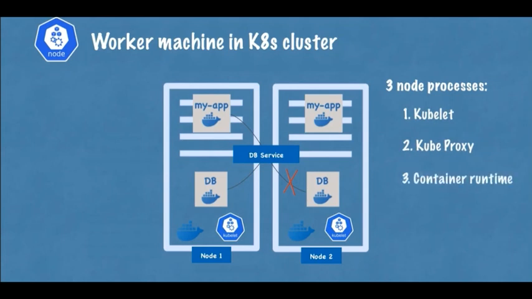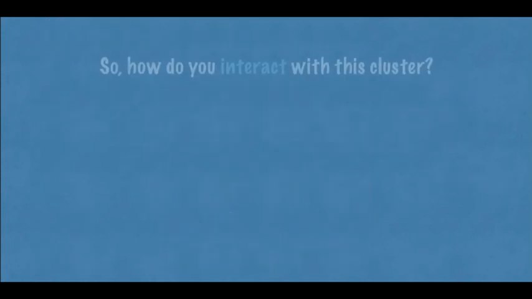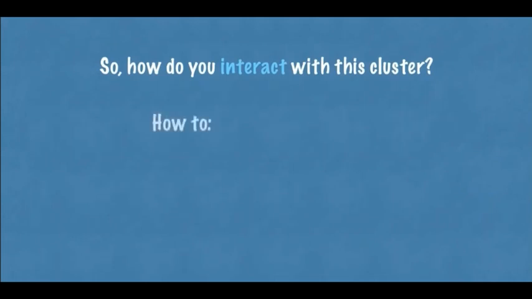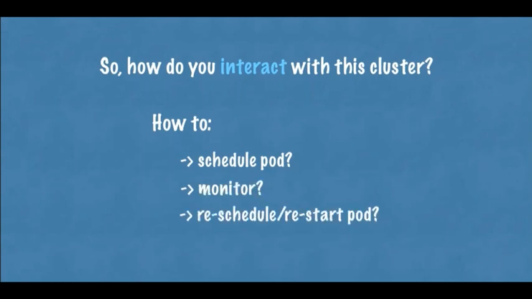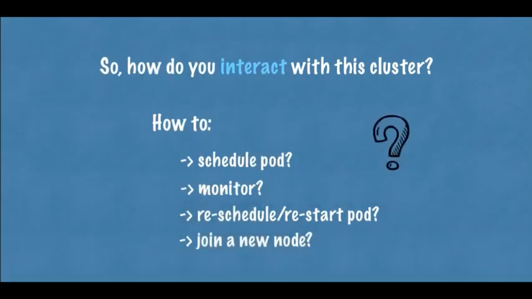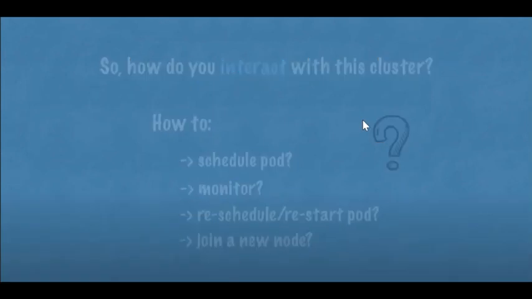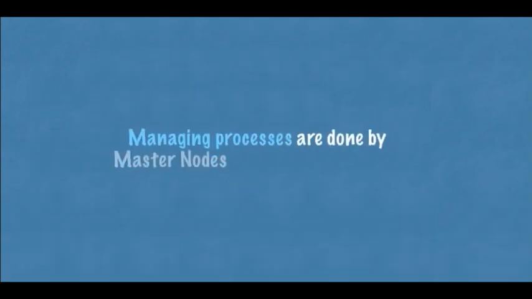But now the question is how do they interact with the clusters? How is it decided which node a new application pod or database pod should be scheduled on? Or if replica pods die, what process monitors and restarts them again? And how does a new server become another node in the cluster and get pods and other components created on it? The answer is that these managing processes are done by master nodes.